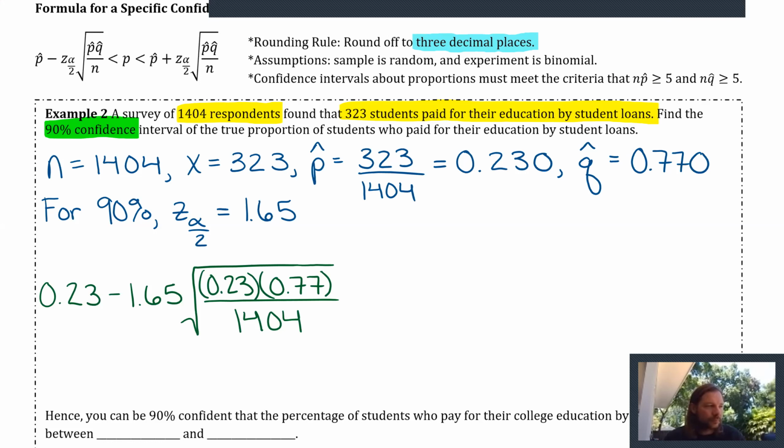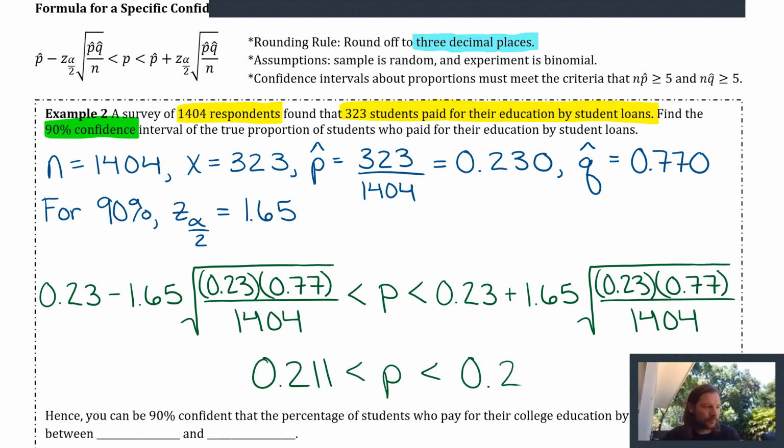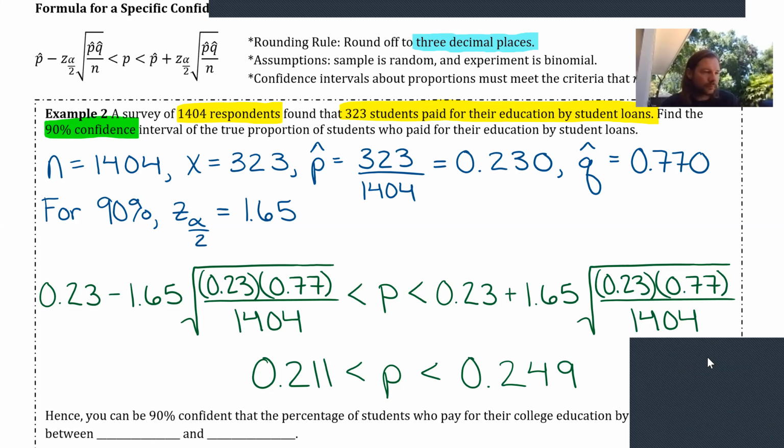Okay, so that's going to be the lower bound on our population proportion. And then for the upper bound, you just copy the same thing over and change the minus sign to a plus sign. And then you type both those things into your calculator, and you'll get about 0.211 for your lower bound and 0.249 for your upper bound.